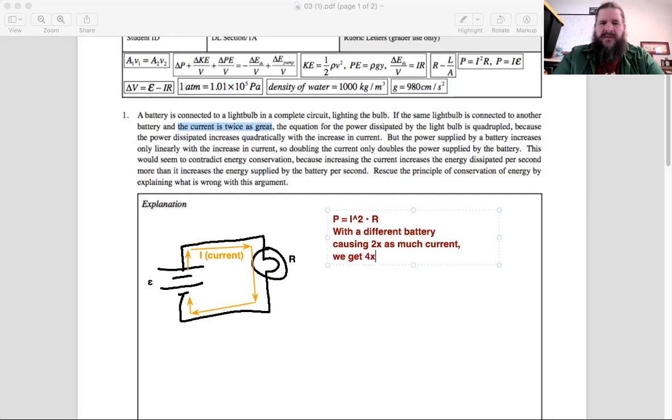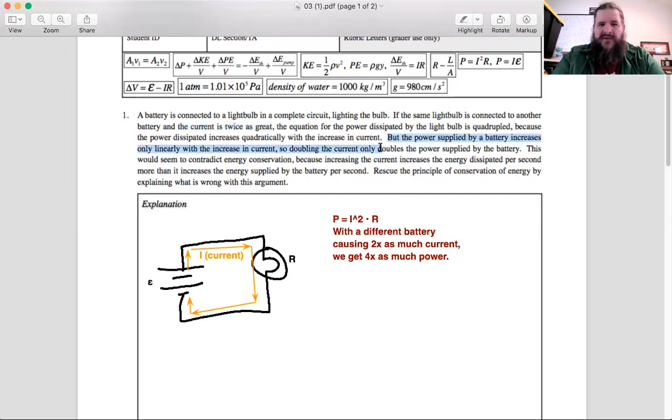Yeah, we get 4 times as big a result. Because whatever number current is, if you multiply it by 2, that times 2 gets squared, so the result gets multiplied by 4. So twice as much current, but the same resistance leads to 4 times as much power. So that seems to check out. If we use a different battery that provides twice as much current, then we also get 4 times as much power.